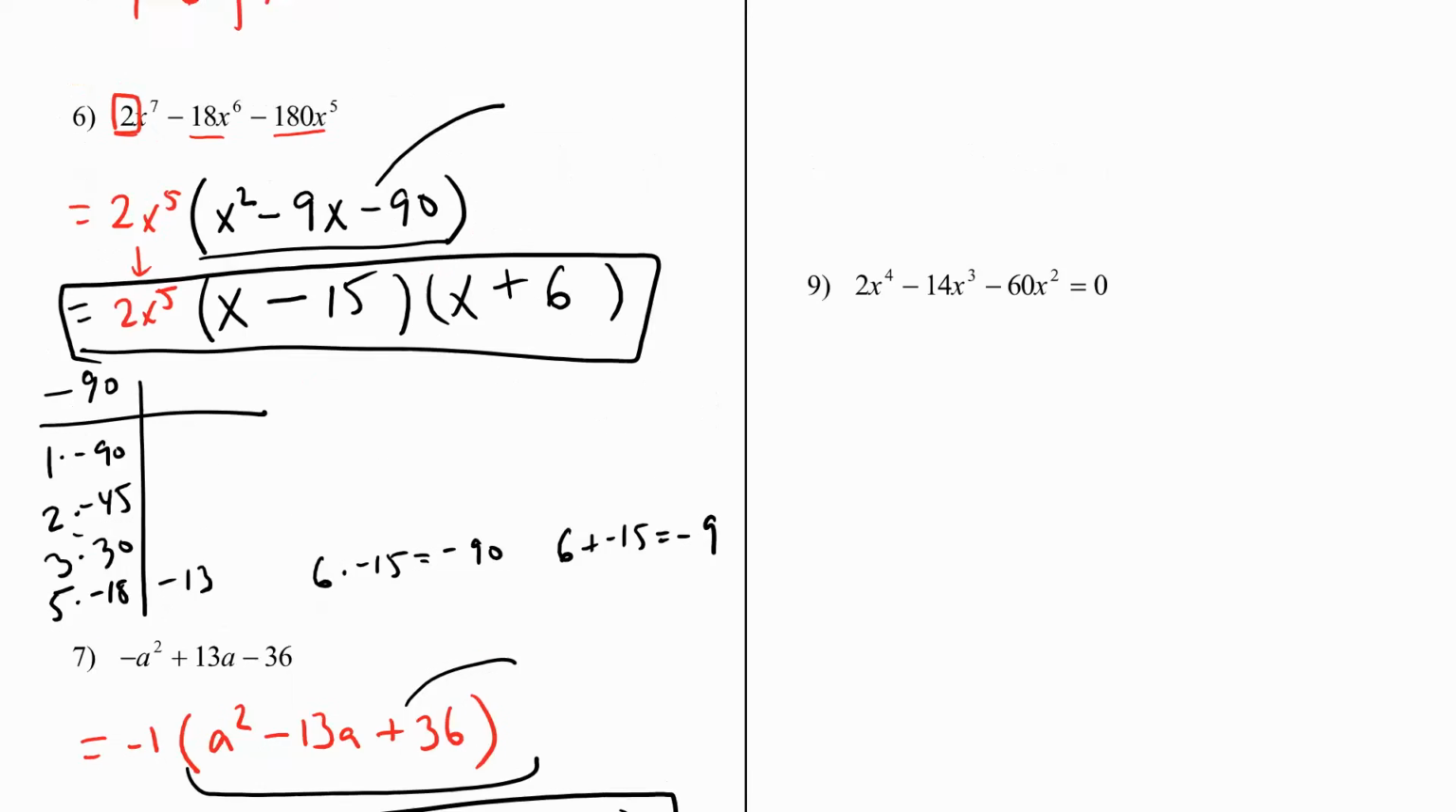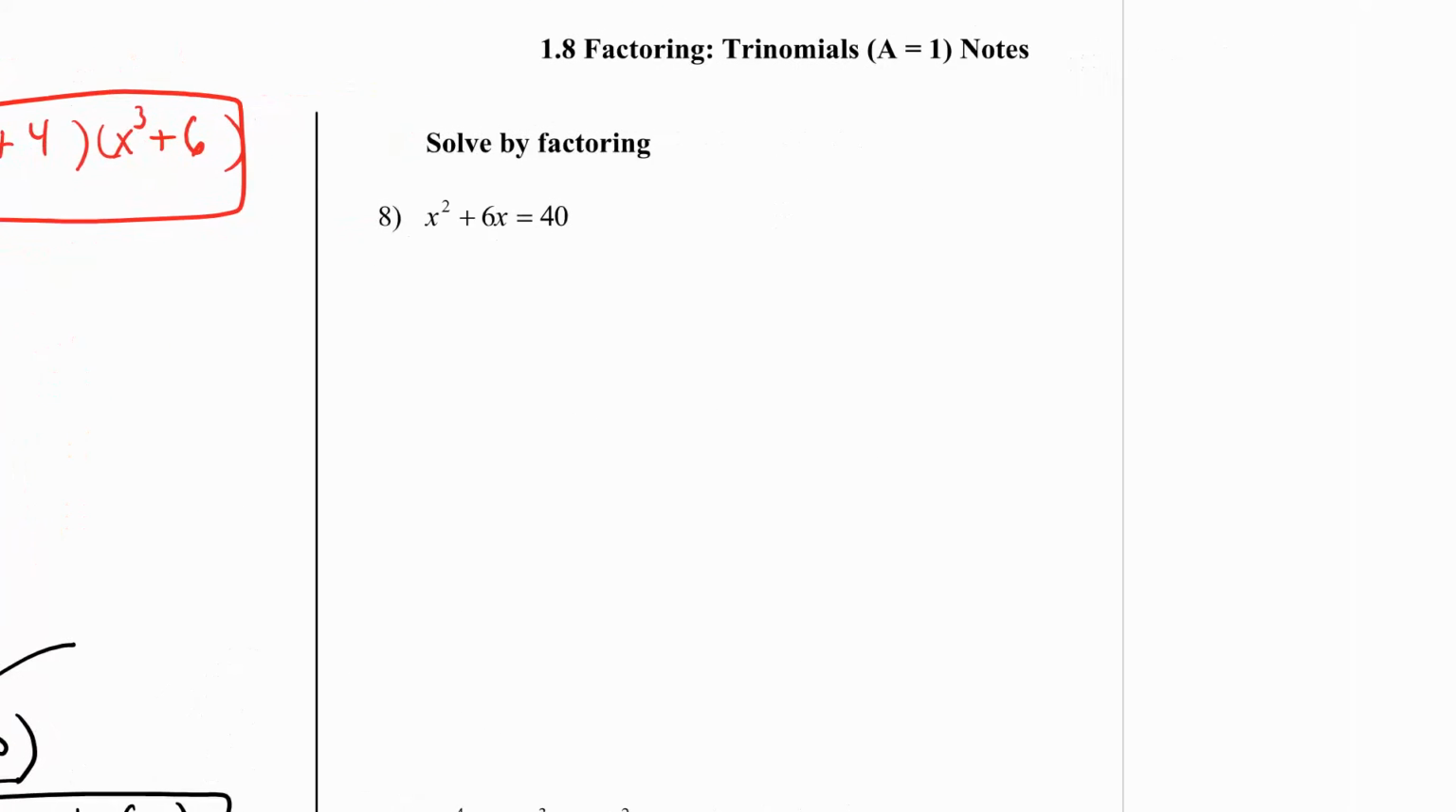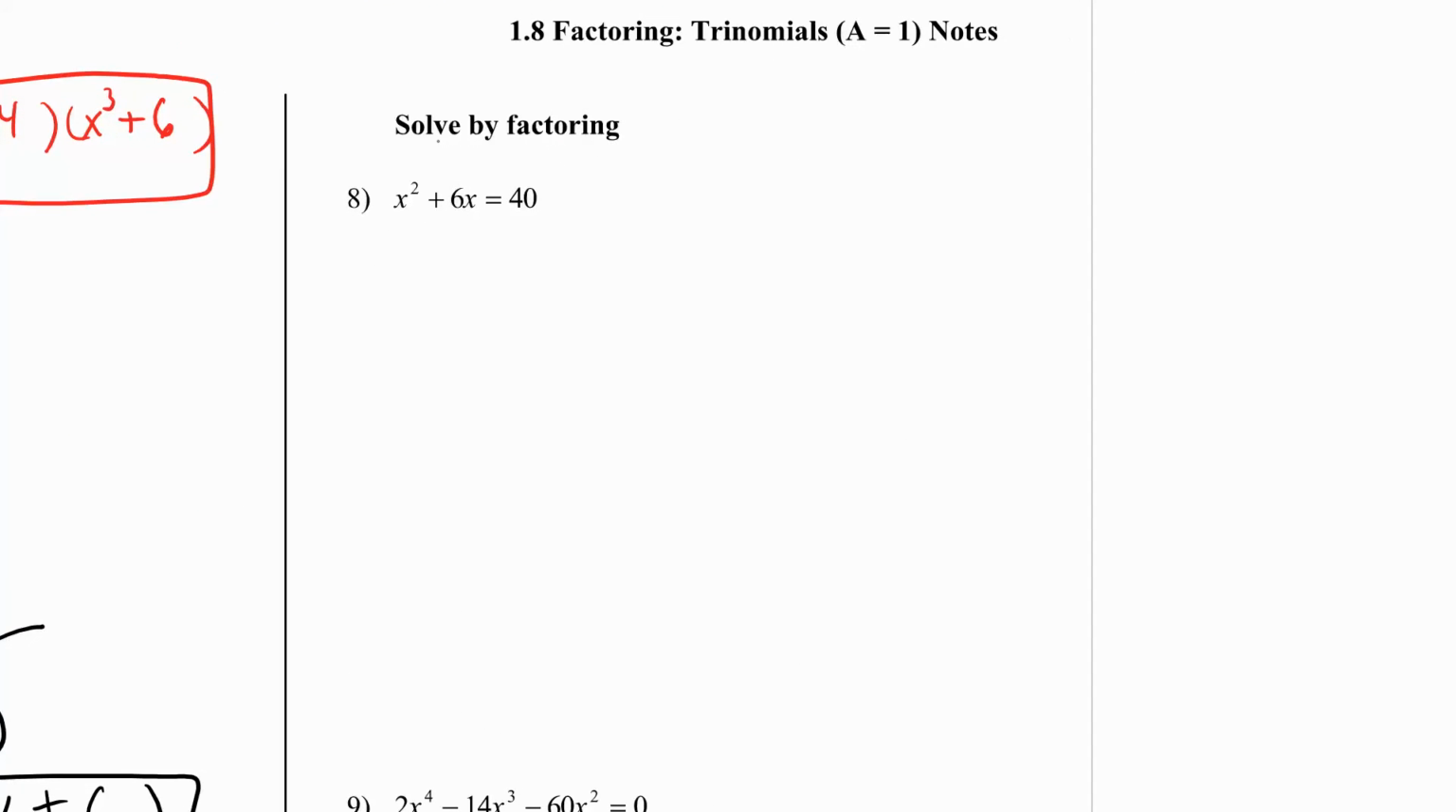All right, now we're going to transition. We're doing the same thing, but now we're going to solve by factoring. Okay, and we solve whenever there's an equation. And when we have equations, we're rewriting the equation. Each step is a new equation, and it's no different than what we've just been doing.